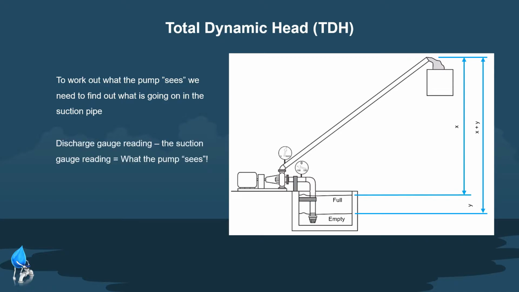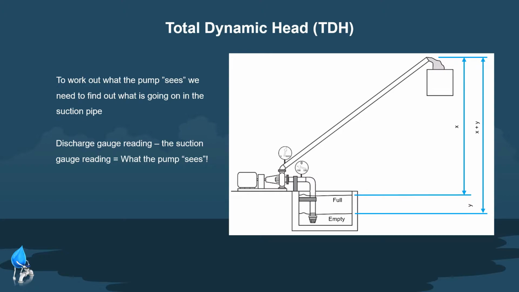If the system is existing and in operation, the total dynamic head the pump sees can easily be calculated from the discharge and the suction pressure gauges. This is done by taking the discharge pressure reading minus the suction pressure reading, which in essence will give you the amount of head or pressure that the pump has been able to contribute, therefore the TDH that it is experiencing.